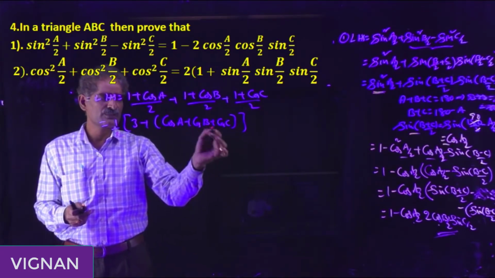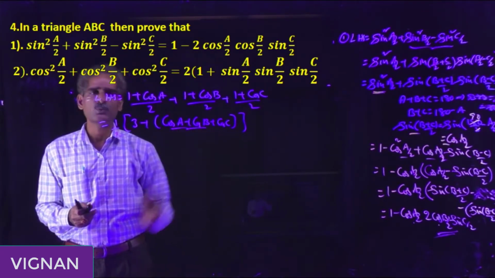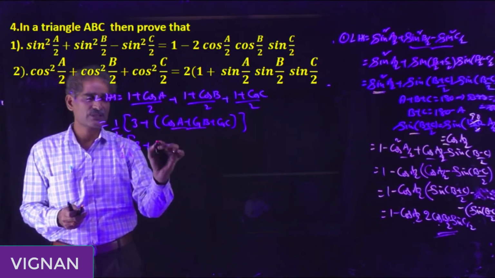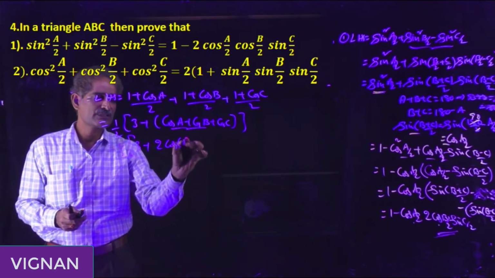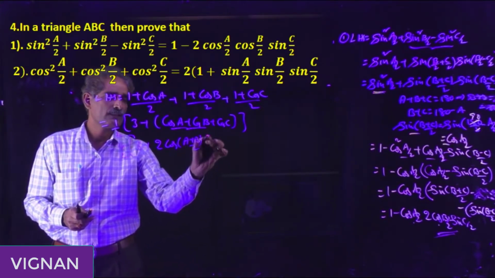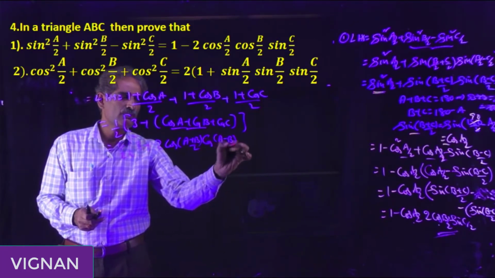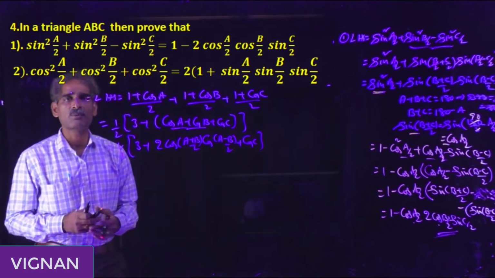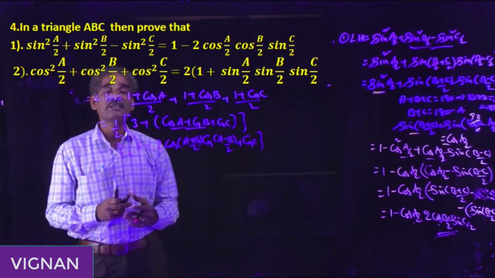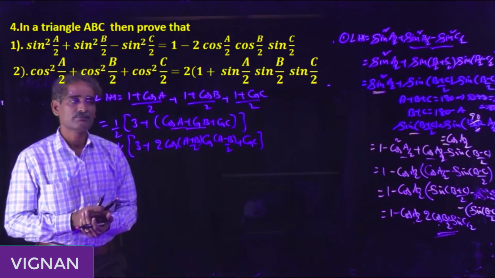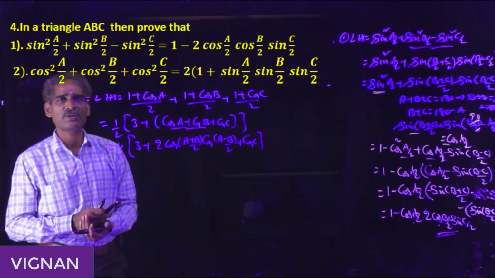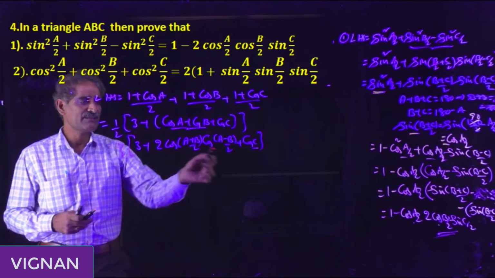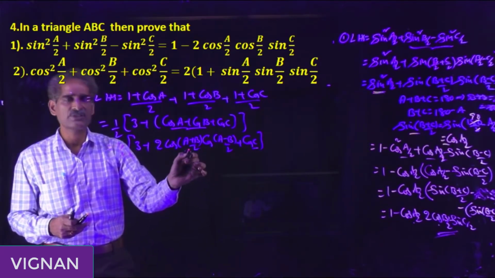Just apply transformation for any two. Just apply for these two. So 1 by 2 into 3 plus cos a plus cos b, 2 cos (a plus b) by 2 into cos (a minus b) by 2, plus cos c. Just observe the right side of this second problem. So for angle C, sin c by 2 is there. So now here we have a clear idea. Just we have to express cos c in terms of sin c by 2. That's it. At the same time, you can't change this angle. Try to change this function.